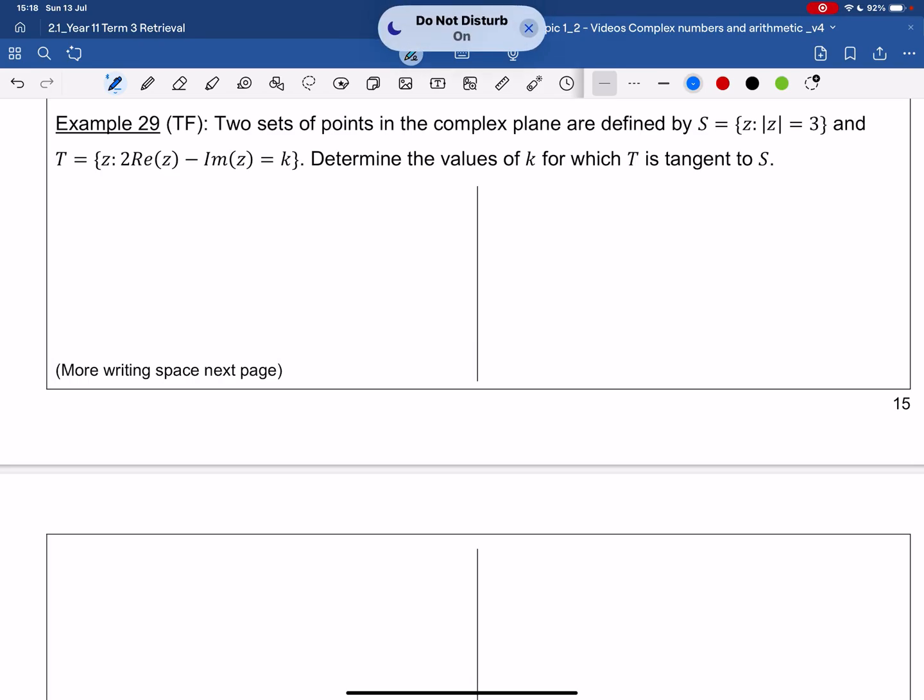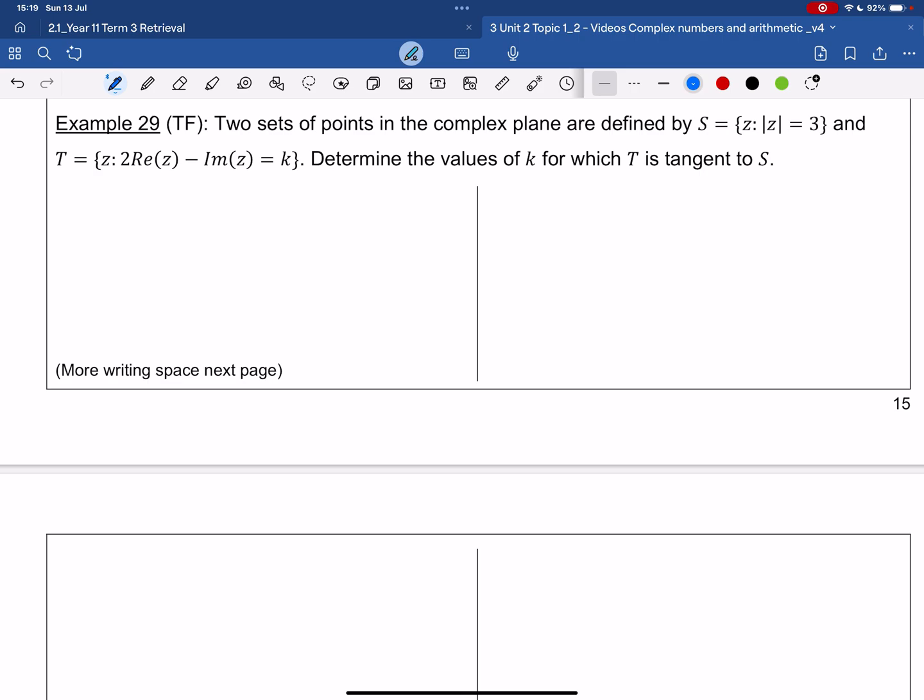All right, here we have two sets of points in the complex plane that are defined by S, which is the modulus of Z equals 3, and T, which is 2 times the real part of Z minus the imaginary part of Z equals K. And we need to determine the values of K for which T is tangent to S.